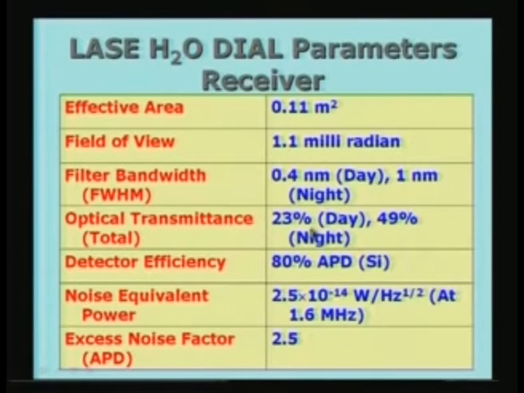Optical transmittance values are given as 23% during daytime and about 49% during night time. The detector is 80% efficient. The detector used is called an avalanche photodiode, and it is basically a silicon material with doping, and it has a quantum efficiency of 80%. That is what this detector efficiency means. The noise equivalent power is very small, you can see, that means it is very highly sensitive. The smaller the value given here, the larger is the sensitivity, and the excess noise factor is 2.5 for the APD.